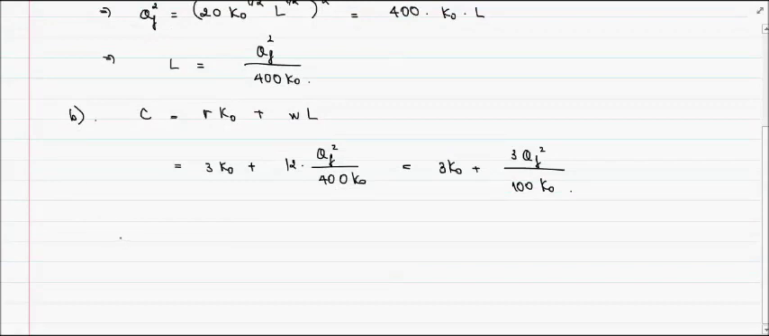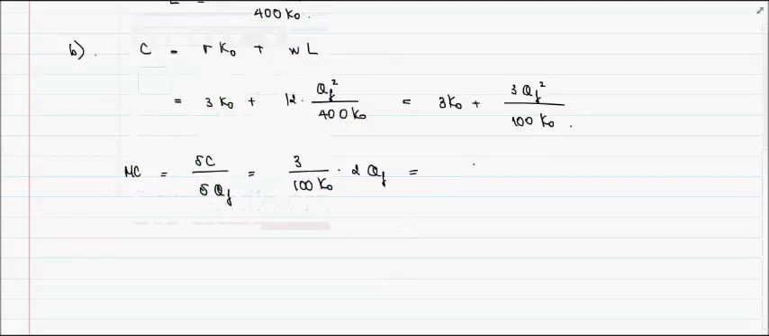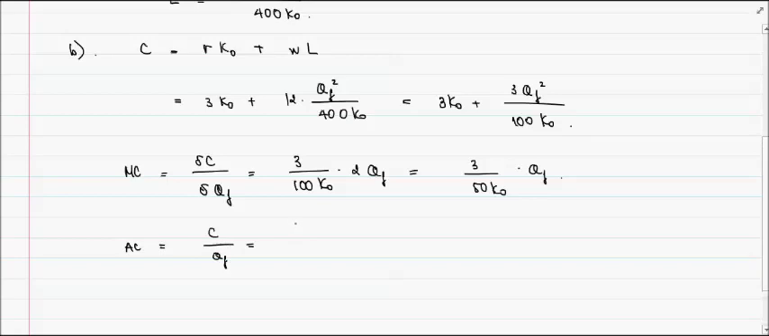And so the marginal cost is just the derivative of the cost function with respect to QF. If I differentiate this with respect to QF, 3K0 will disappear because it's just a constant number, and 3 QF square on 100 K0 gives me 3 on 100 K0, which is just a constant, times 2 QF. So that is just going to be 3 on 50 K0 times QF. And the average cost is just going to be the total cost function divided by QF. So that gives me 3 K0 on QF plus 3 QF on 100 K0.